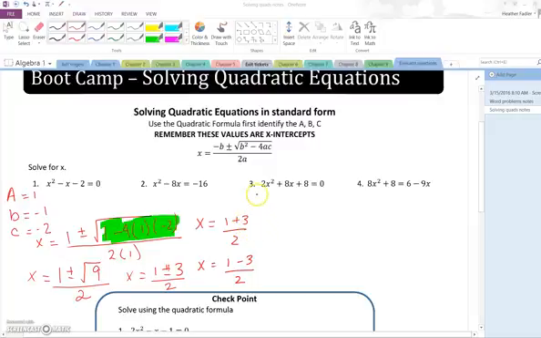So 1 plus 3 is 4, over 2 is 2. 1 minus 3 is -2, over 2 is -1. So our x-intercepts here are 2, 0, and -1, 0. Solutions to that problem right there. All right. So pause this because I'm going to erase if you don't have all that written down.